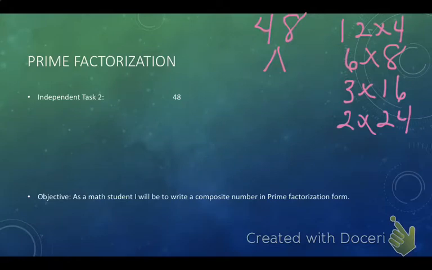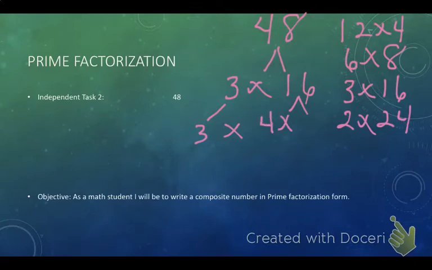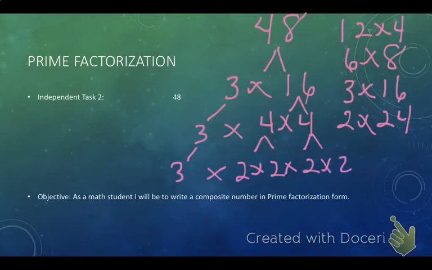Okay, so let's take 3 times 16. 3 is prime, but 16 can be broken down to, well, 2 times 8 or 4 times 4. So I'm just going to take 4 times 4. That would be 2 times 2. Break this down to 2 times 2. Hey, all these numbers are prime.